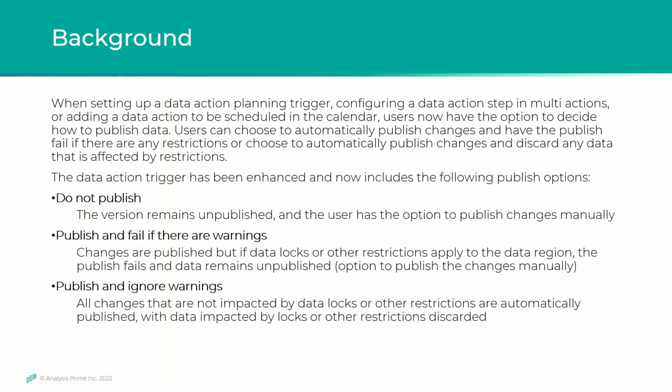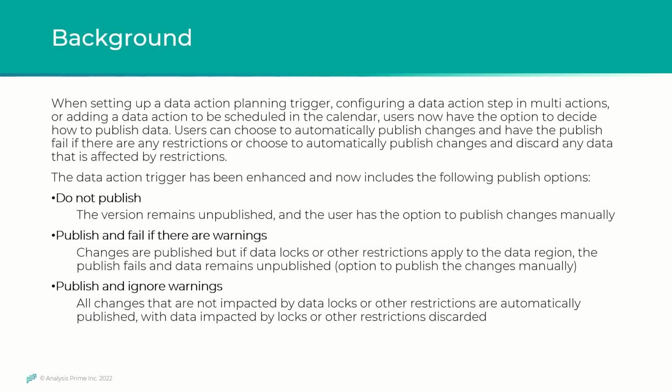A little background on this feature upgrade. When we set up a data action planning trigger in a story or configure a data action step in a multi-action, or when we add a data action to be scheduled in the calendar entry, users now have the option to decide how they want to publish the data. You can choose to automatically publish the changes and have the publish fail if there are any restrictions or data locking. Or you can choose to automatically publish the changes and discard any data that is affected by these restrictions.